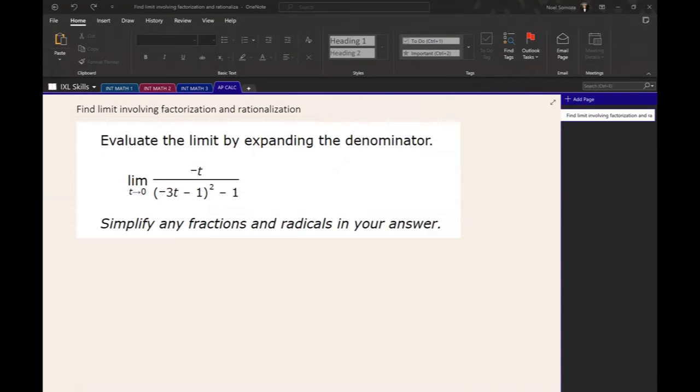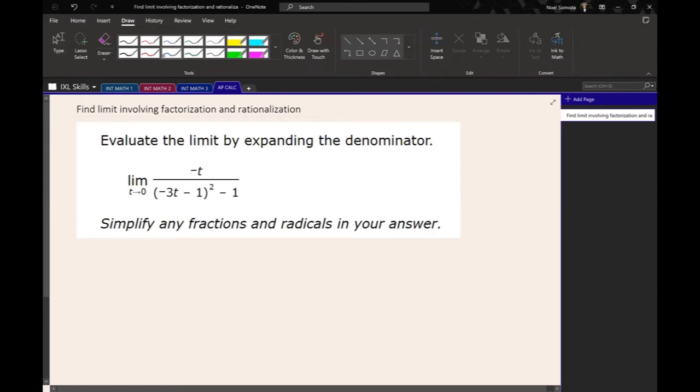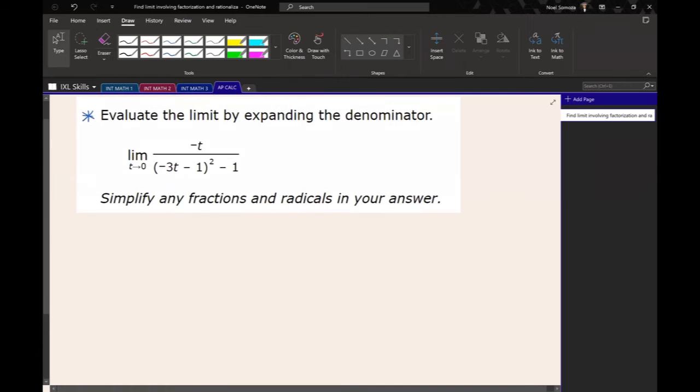All right, so today's skill is going to have us take a look at how to find the limit of an expression where we'll need to use either factoring or rationalizing, okay? So let's follow along with the directions here, which are pretty key, which asks us to first evaluate the limit by expanding the denominator, right? So we're given a hint here about where to start, right?